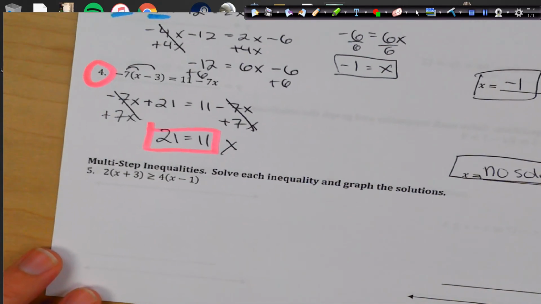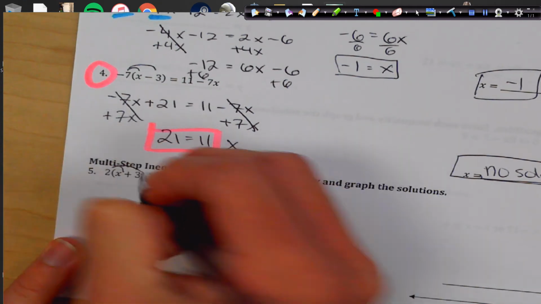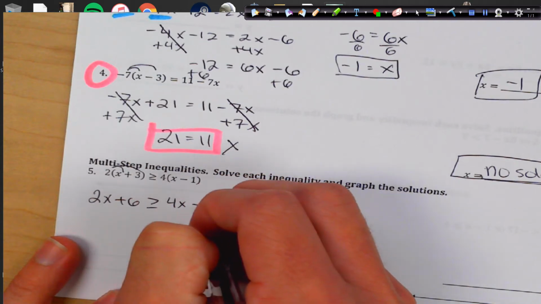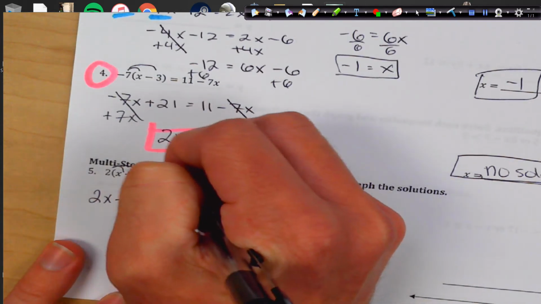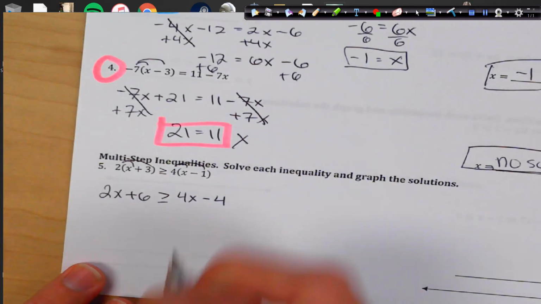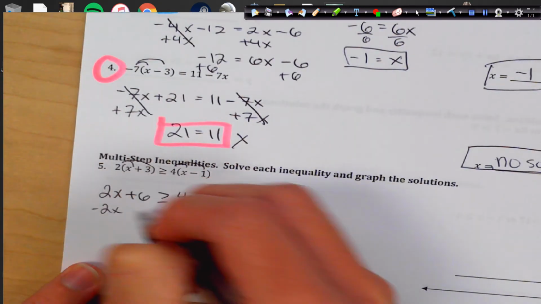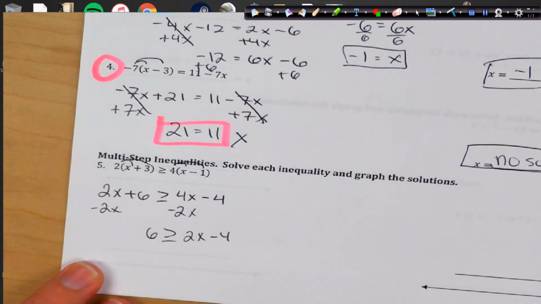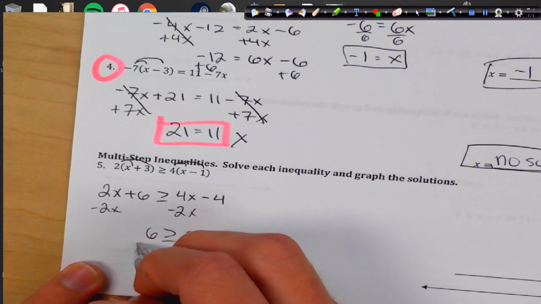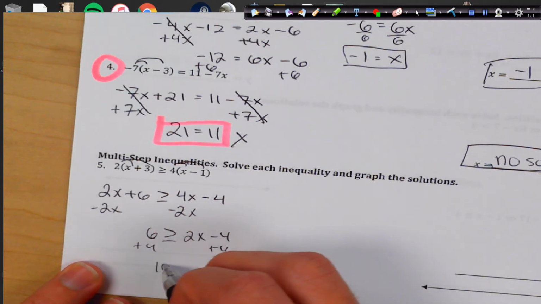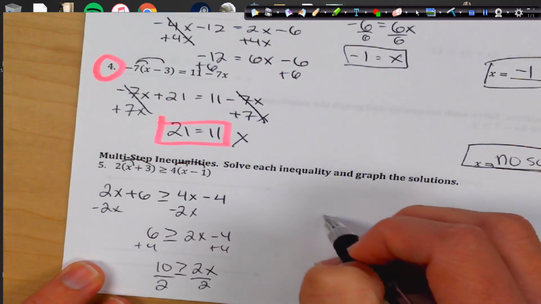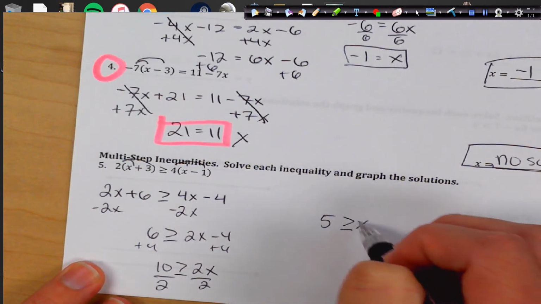All right, let's look at inequalities. Again, distributive property. It's like we're trying to hammer home this idea. 2x plus 6 is greater than or equal to 4x minus 4. And again, I distributed that 4 in. Move the smaller piece, subtract the 2x from both sides. And then we're going to add 4 to both sides. Move everything away from the x. And then divide by 2. That's going to give me 5 is greater than or equal to x.